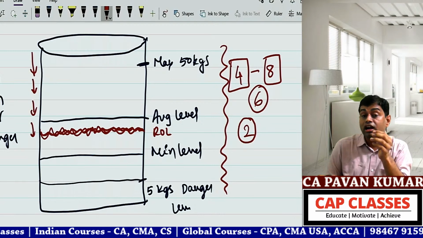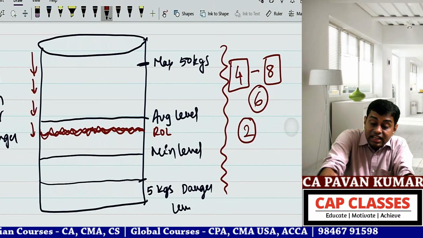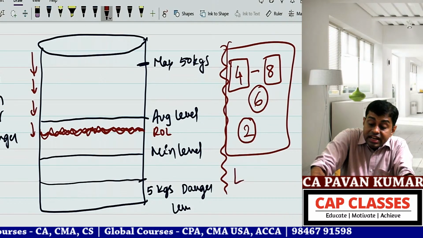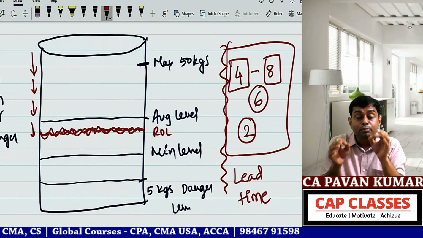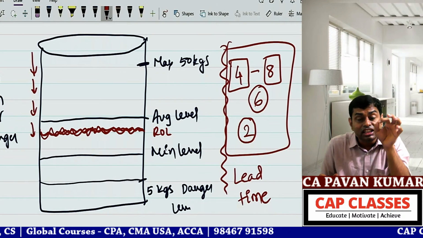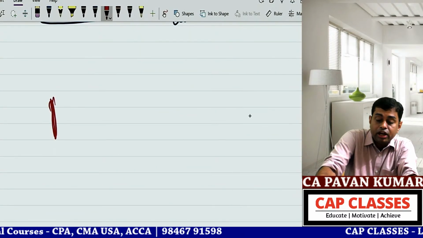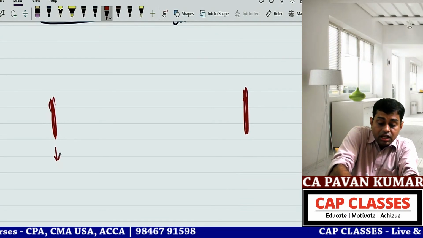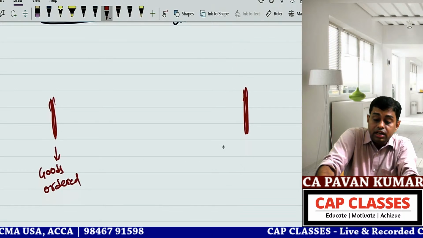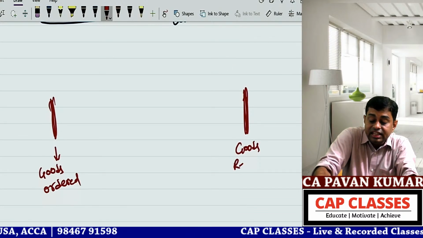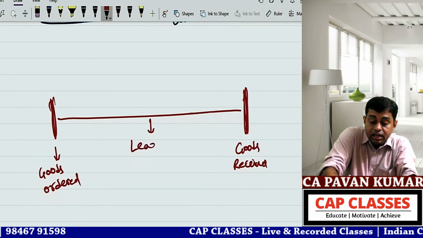You have to place the order well ahead. This is called lead time. What is lead time? Lead time is the time gap between the point of placing the order and receiving the goods. This is one point of time, this is another point of time. Here goods ordered, here goods received. This duration is called lead time.